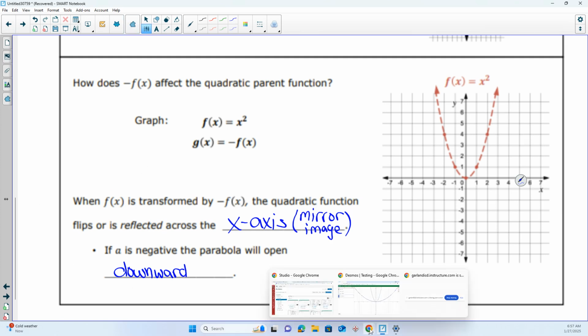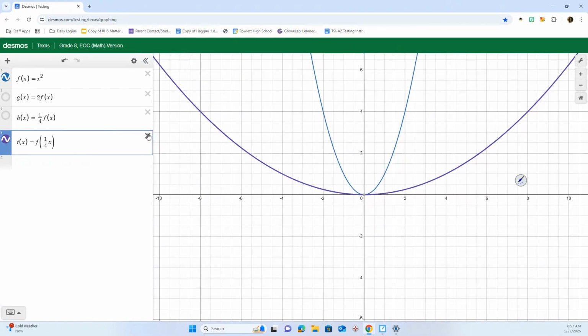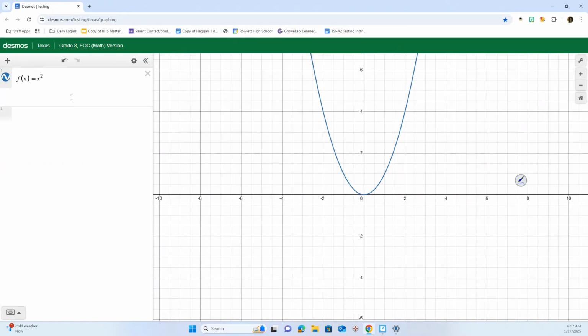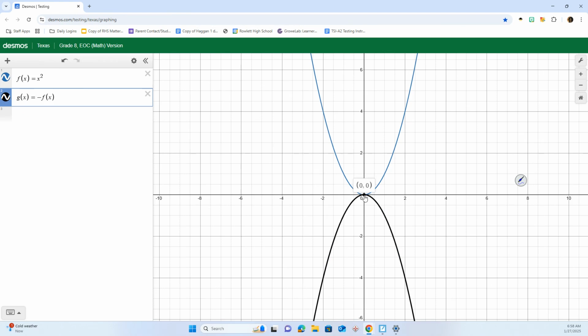Okay, now let me show you what that looks like on Desmos. I'm going to get rid of those. Negative f of x. My vertex is the same, 0, 0. I started with a smiley face, and because I multiplied by a negative, I have then turned into a frowny face. And that's all the stuff that you need to know about quadratic transformations.